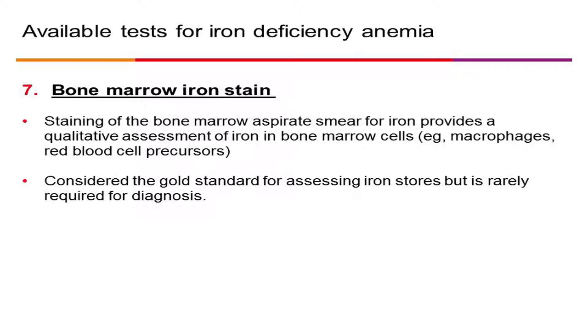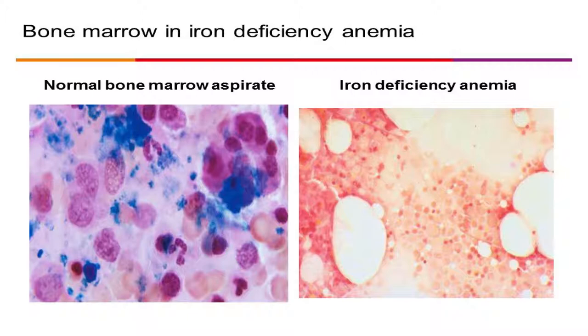Of course, as you know, if you read any textbook, they would tell you that the bone marrow is the most accurate way of diagnosing iron deficiency anemia. But this is an invasive way, and though it has high specificity, we don't do it on a regular basis to diagnose iron deficiency anemia. And this is just to show you how it looks in the smear. If you notice those blue dots around the nucleus, this is the deposition of iron inside the mitochondria. So this patient doesn't have iron deficiency anemia. The other patient has iron deficiency anemia because you don't see any of the blue dots.